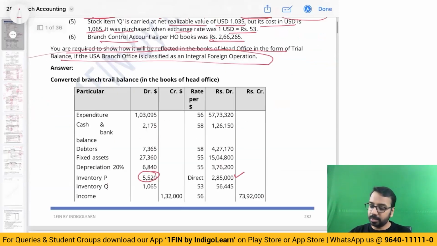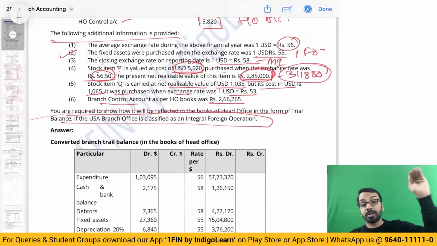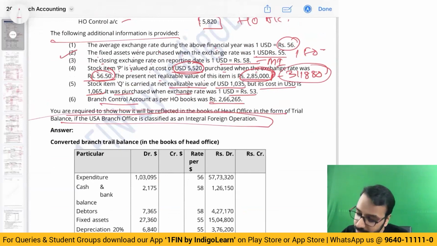Then second, see, the thing in this question is NRV, when you say it, it has to be based on that New York place. It cannot be based on INR. I am selling at New York, so I should take NRV as per that. But because I cannot show it at more than 285, I'm restricting it to 285.